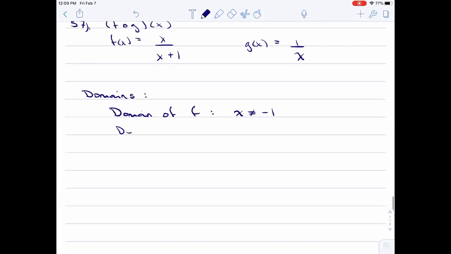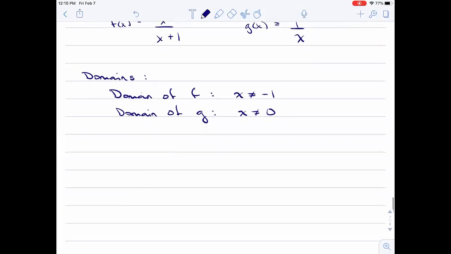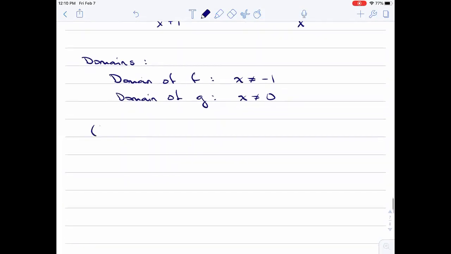And the domain of g, the only restriction here, I've got 1 over x, so x can't be 0. We can definitely write these in interval notation, but I'm just going to leave it because what we have to do is combine these. And so if we're finding f of g of x, the restriction on g stays the same. So x can't be 0. Otherwise g wouldn't exist and we can't put it in.